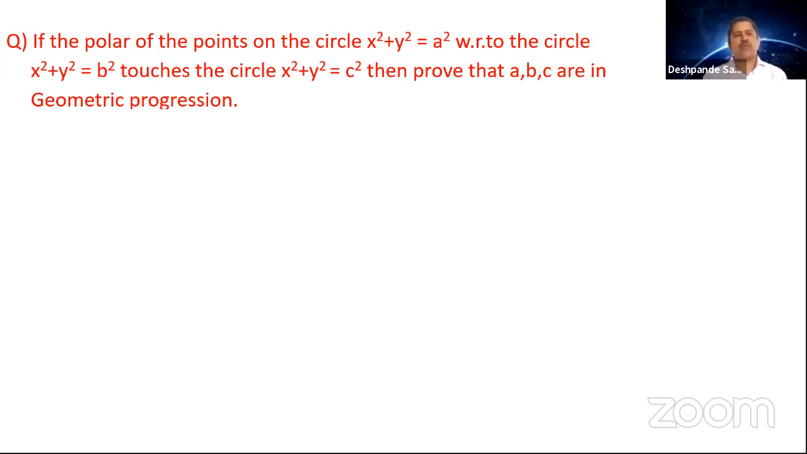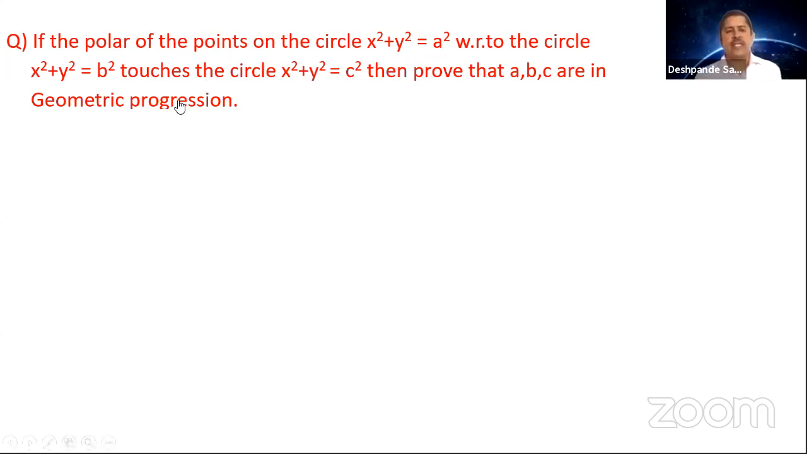So first of all, understand the question. What is the question given here? The polar of the point on the circle. So the point is on the circle. Which circle is it? x square plus y square is equal to a square. From that point, you are going to find the polar to the second circle. What is the second circle? x square plus y square is equal to b square. And that polar is touching the third circle. The third circle is x square plus y square is equal to c square. Now what you have to show is that a, b, c are in geometric progression.